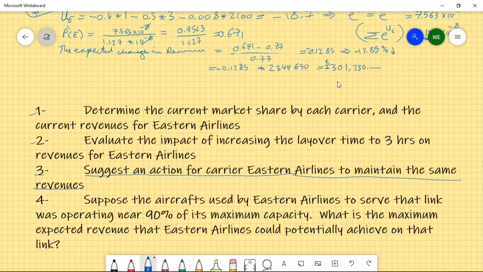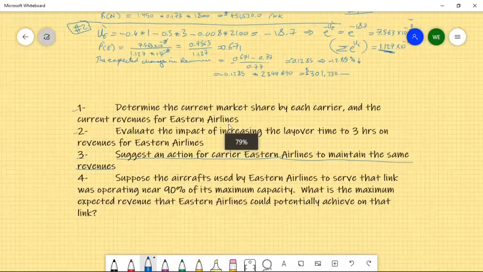I expect they should increase their original price to maintain the same revenue with the extra delay, the 3-hour delay. Okay, that's a suggestion. What about the rest?